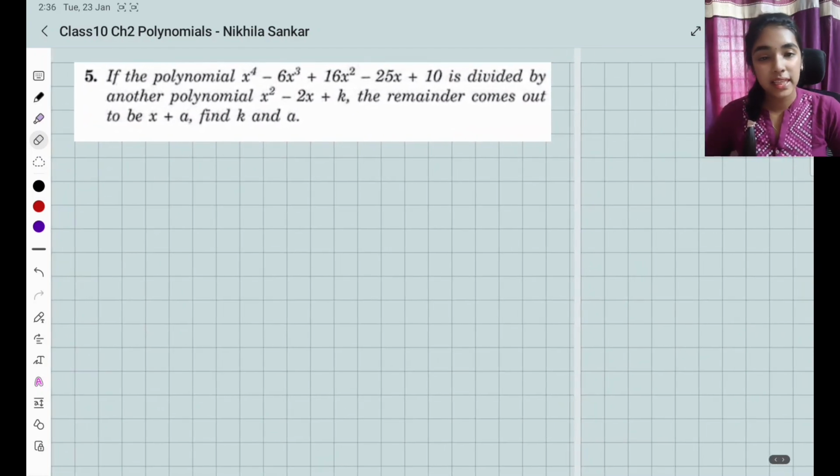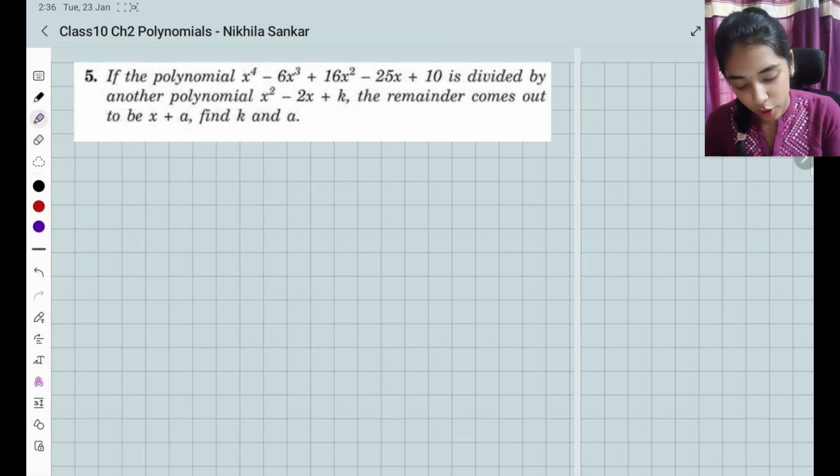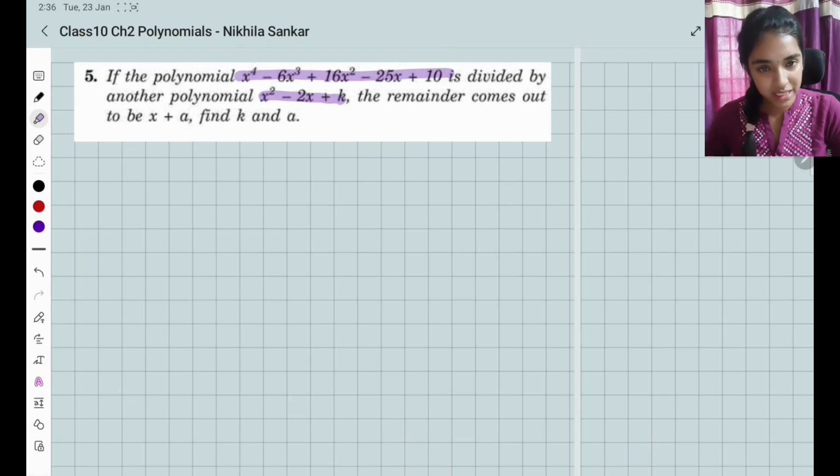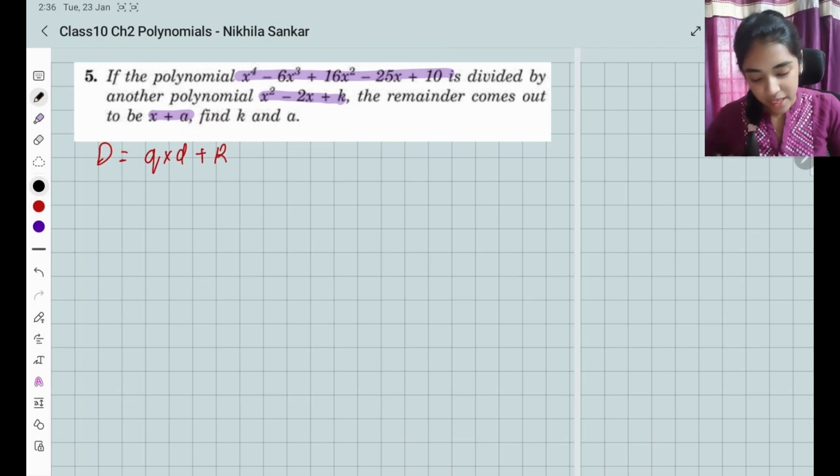Okay. Now, last question. If the polynomial, இந்த மாதிரி question வந்து 10th standardல final examல எனக்கு கேட்டாங்க. So உங்களுக்கும் கேட்பாங்க. இது omitted portion தான், but still it's better to know. Okay, if you know this, it will be very very helpful. இப்போ என்ன கொடுத்திருக்கு? If the polynomial, so this is the dividend, is divided by another polynomial. இப்போ இது divisor. The remainder comes out to be x plus a. நமக்கு என்ன தெரியும்? Dividend equals quotient into divisor plus remainder. இந்த formula தெரியுமா?